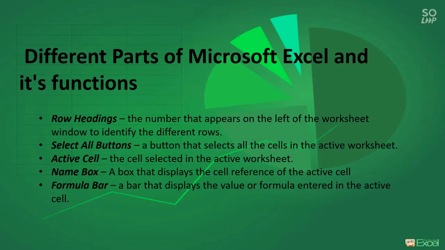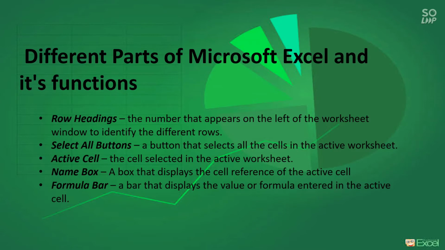Sunod naman ay select all buttons. Ito ay makikita sa baba ng name box. Alam naman natin kung anong function ito kasi nga the word select all, parang sinelect mo yung lahat ng work window. Sunod naman ay active cell. Ito ay ang bawat box sa worksheet. Kunyari, A1 na box. Yun yung active cell mo kasi doon ka nagagawa.